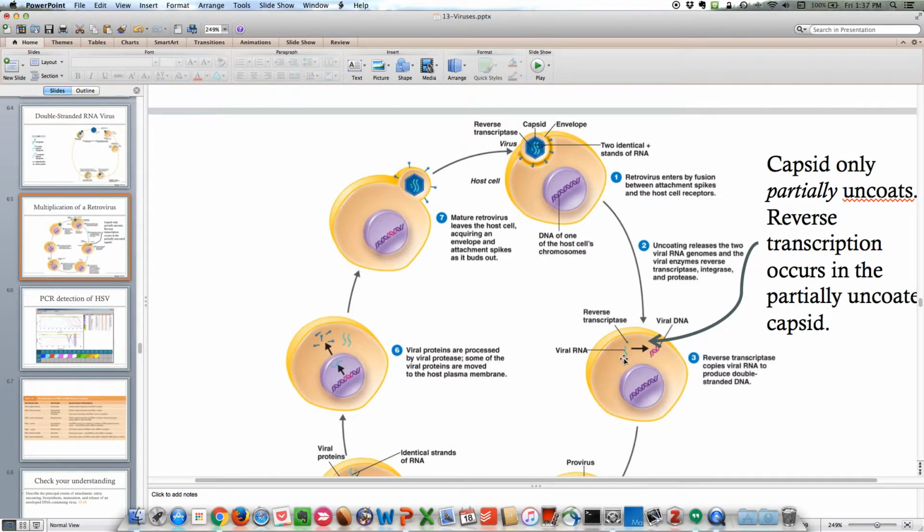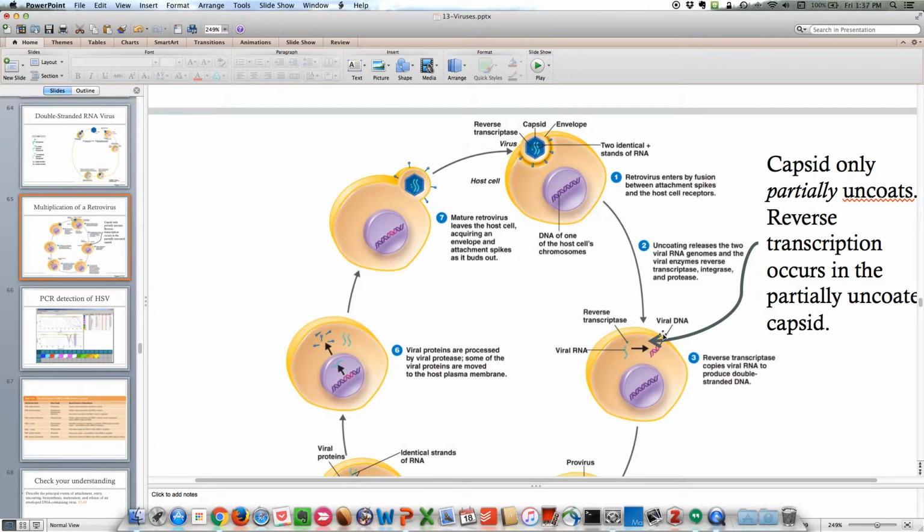Instead, we have the single strand of RNA now that's been released during the uncoating process, and reverse transcriptase is going to synthesize off that a viral DNA molecule, and it will actually carry out a second strand synthesis, so you now have a double-stranded molecule of DNA that is the same sequence as this viral RNA, again substituting T for U.